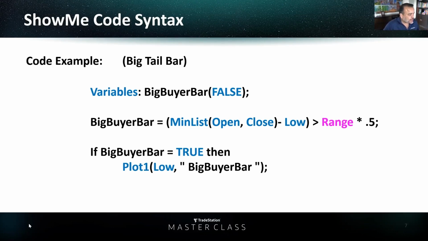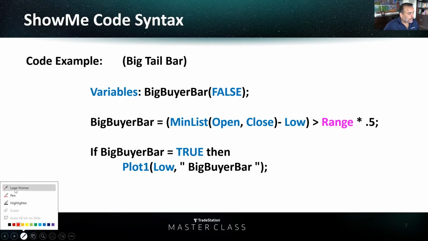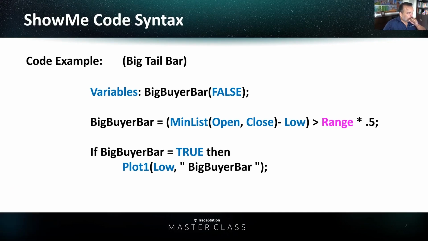So as I was saying, you have the variable declaration statement. You have the variable assignment. So now we understand what big buyer bar means. Inside the code, notice that from that point on, all I need to do is reference that variable. If big buyer bar equals true, then I react. That I do the plot statement. The plot statement is pretty much putting a dot or a marking right on top of the candle.